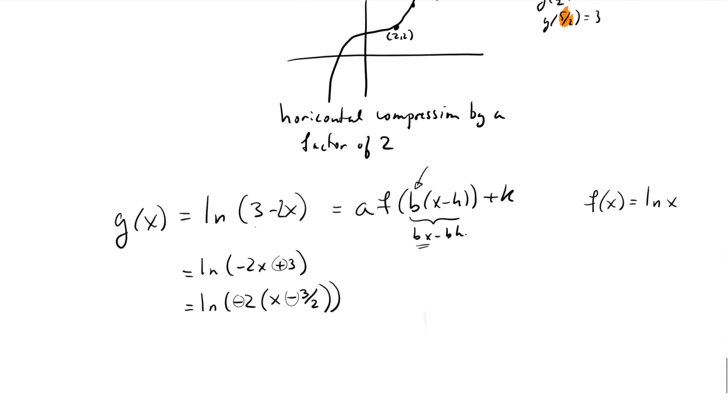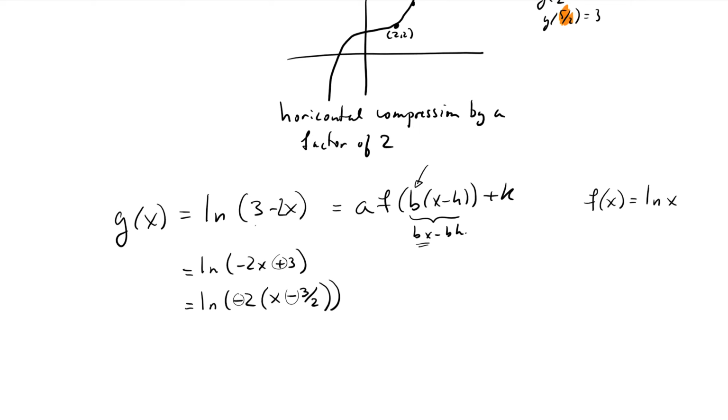Okay, so now I'm ready because now it's in the form f of b times (x minus h). Now here k is 0 in our case and a is 1. So we have two parameters h and b that are doing each their own thing on the toolkit function. So this is responsible, as usual, for a horizontal shift of 3/2.